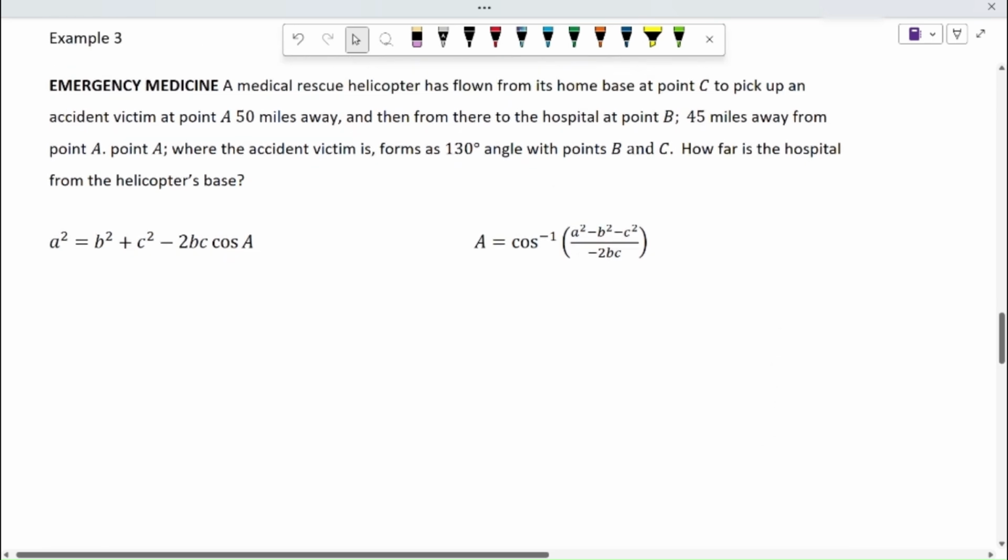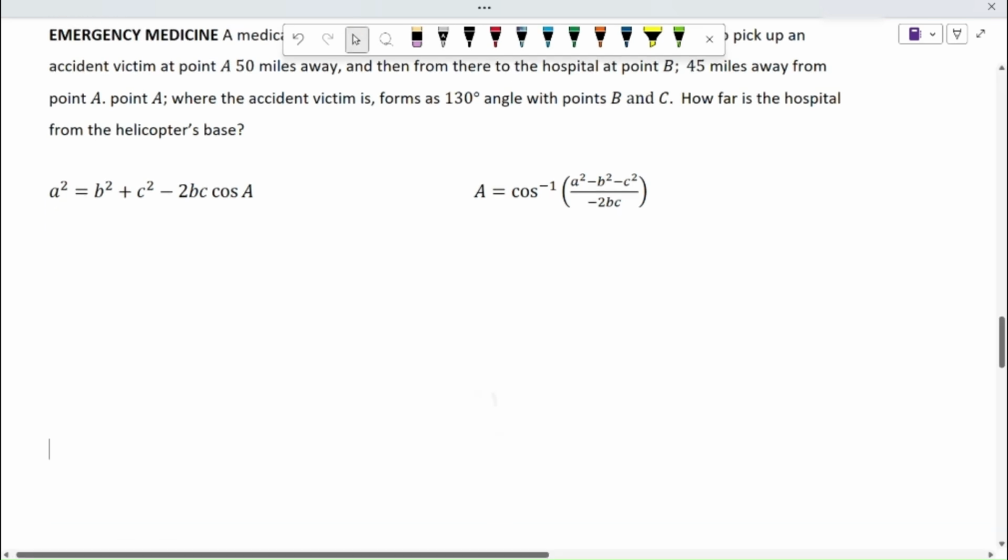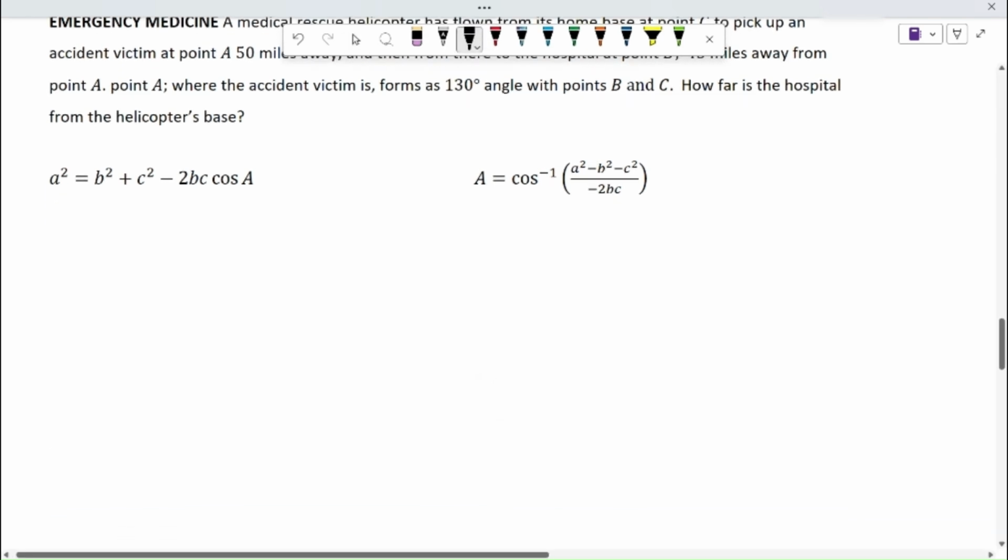So what I'm going to do is make a sketch of this problem to see what we're looking at. Let's go ahead and do that. So it looks like we have a point C down here. That's where the medical helicopter is, so that's where it's located. This point is 50 miles away from point A, so we can go to point A over here. This is point A, so this distance is 50 miles.